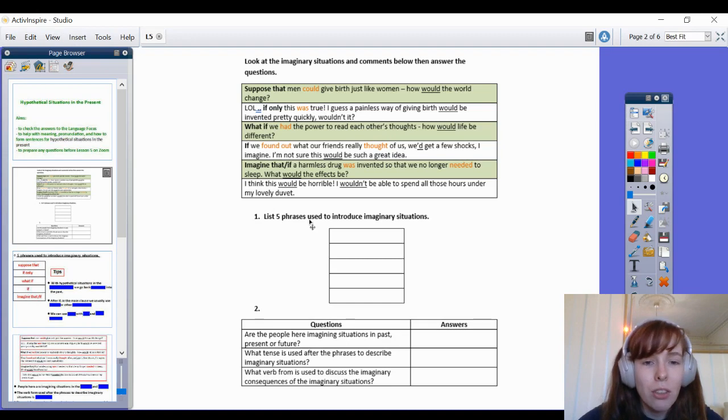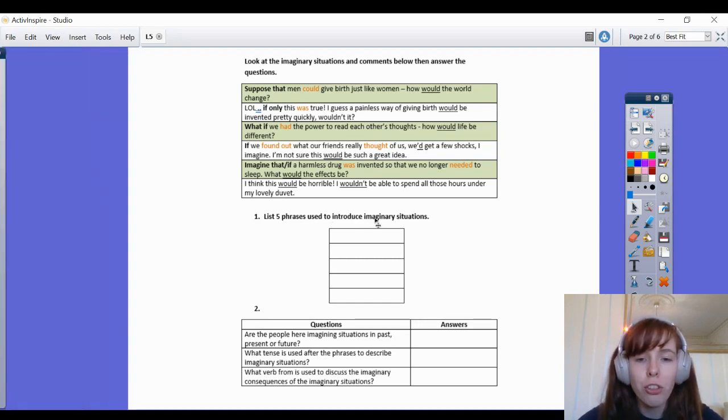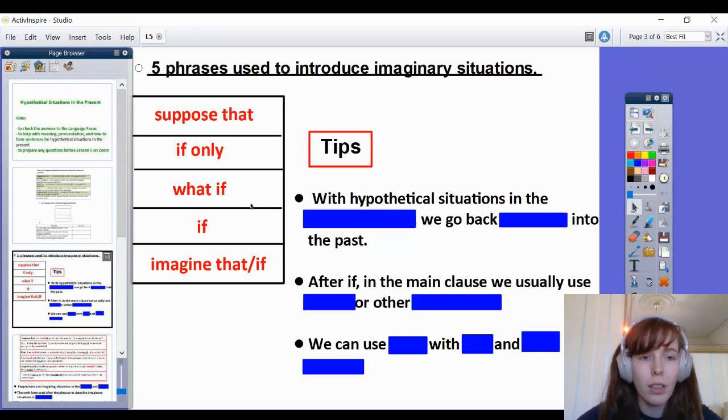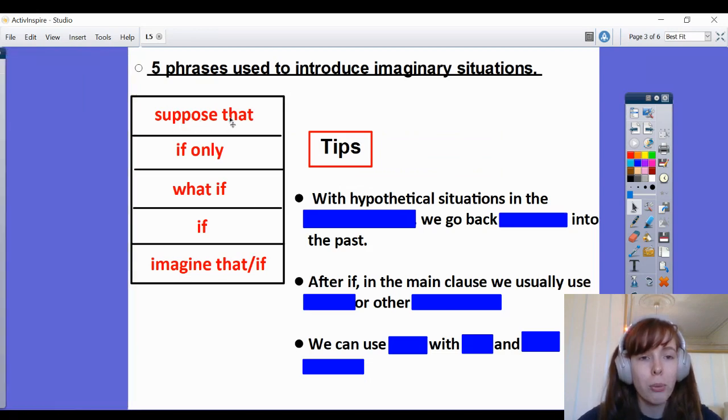Okay, so list 5 phrases used to introduce imaginary situations. Okay, so we have suppose that, if only, what if, and imagine that or imagine if.